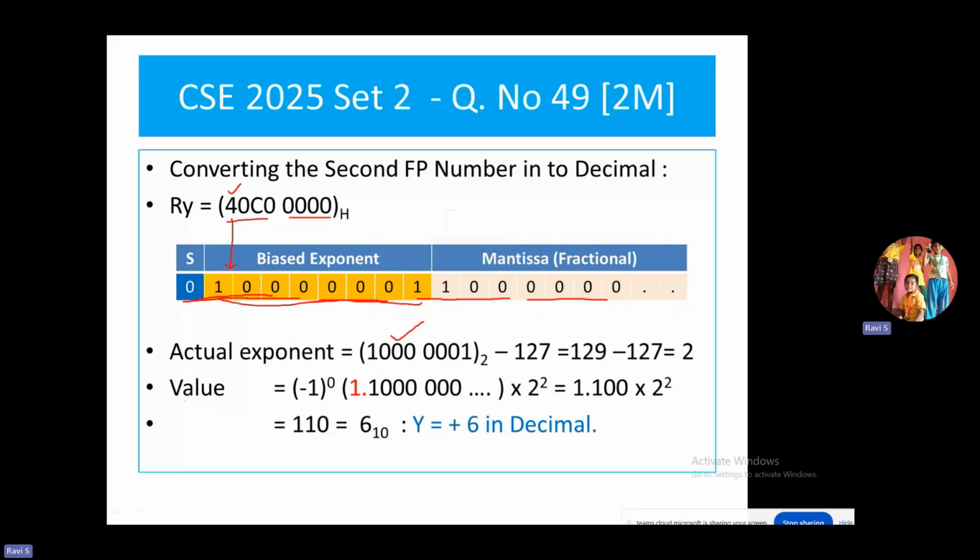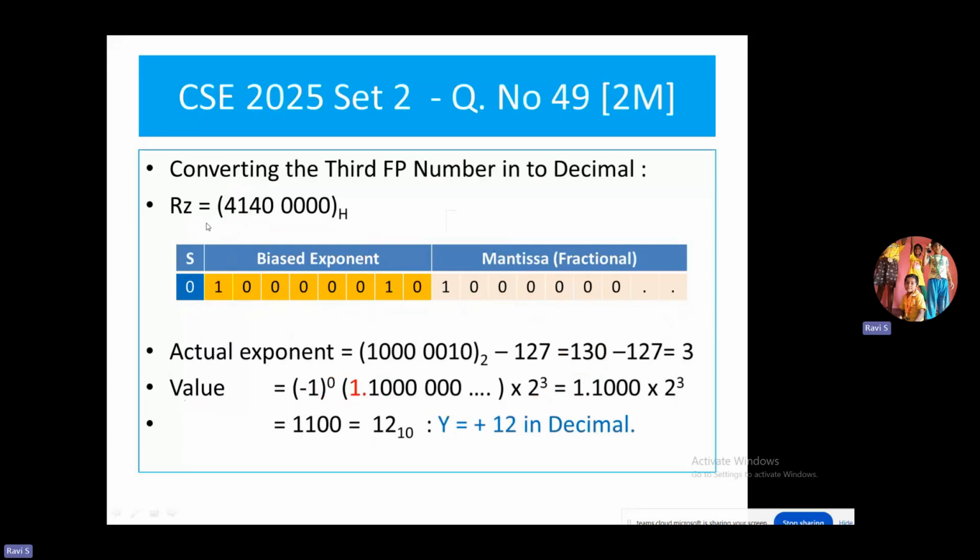You convert this biased exponent in terms of binary into decimal. It gives you the value of 129. Subtracting 127, we get the actual value of exponent as 2. So it's nothing but 2 power. Now minus 1, the sign part, it is 0. You substitute the fractional part here, and it is 2 power 2. 2 power 2 means we shift the binary point by 2 positions. It becomes 110. And it's a positive number because minus 1 whole power 0. Anything power 0 is equal to 1, a positive number, right? Multiplying by 1, you get the same value. 110 is nothing but 6 base 10. So y value is plus 6.